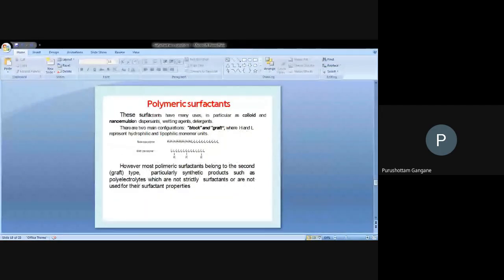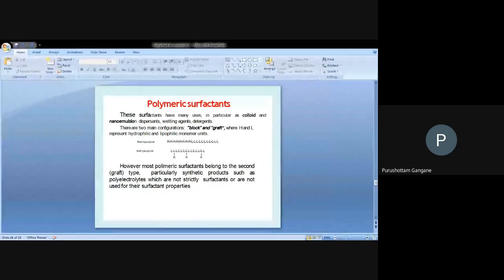It is a different category of surfactant. Commonly, surfactants are classified into anionic, cationic, non-ionic, and amphoteric. But polymeric surfactants are somewhat different from these previously seen examples. These surfactants have many uses, in particular as colloids and nano emulsions. These are nothing but the polymers.